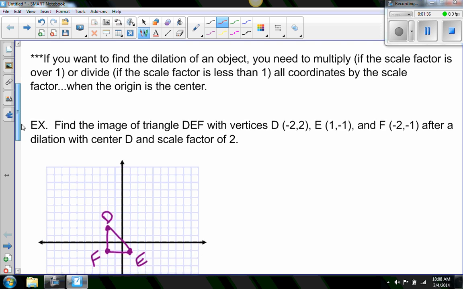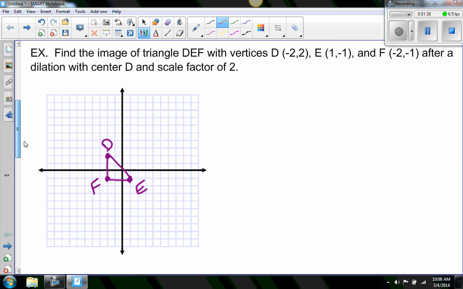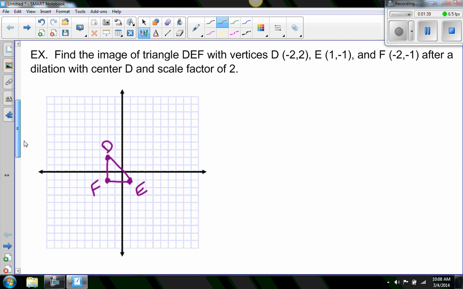So for my first example here, it says find the image of triangle DEF. So I've already drawn the pre-image there, and then I'm going to go through the steps of how we're going to change it. So it says find the image of the triangle DEF with vertices D, E, and F, and I already put those on there, after a dilation with a center D and a scale factor of 2.